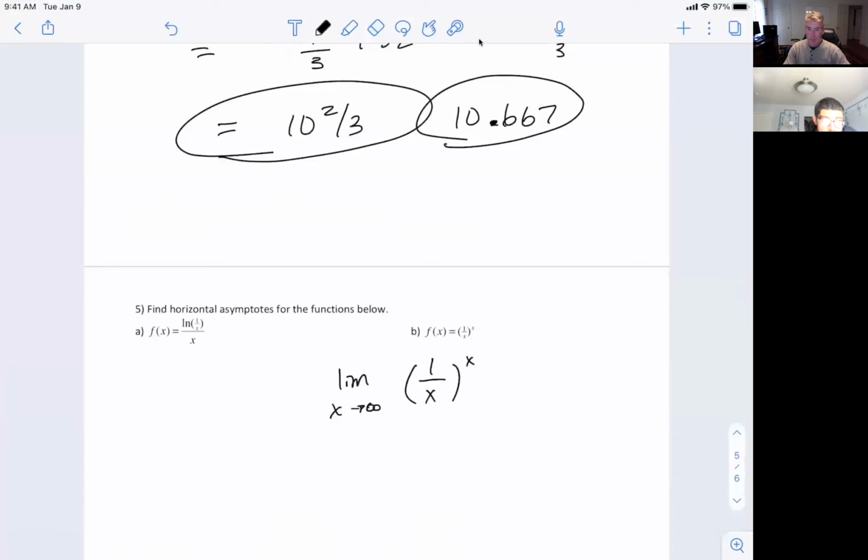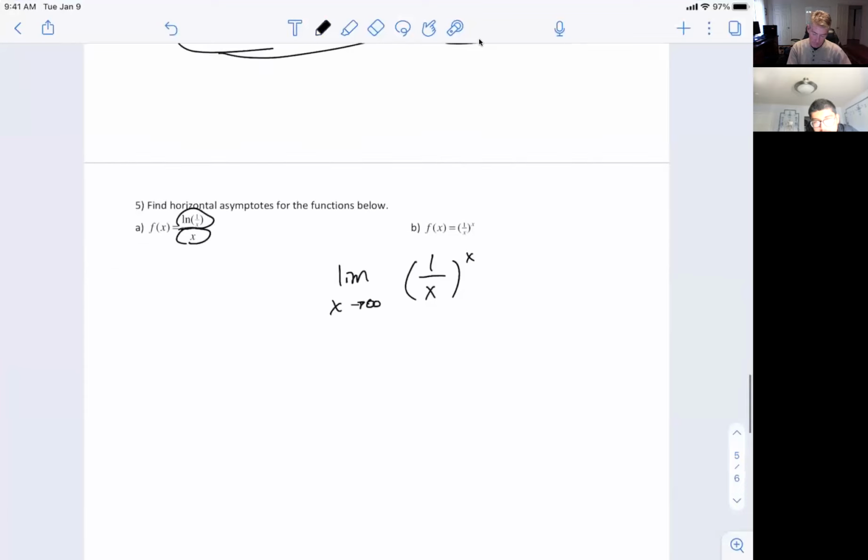Then I was thinking it would be nice to use L'Hopital's rule. But the thing is, L'Hopital's rule is when you have one function divided by a second function. And I do have one function divided by a second function, but then it's raised to an x. So there's a long way and a short way. I'm not going to do the whole long way, but the long way would go like this.